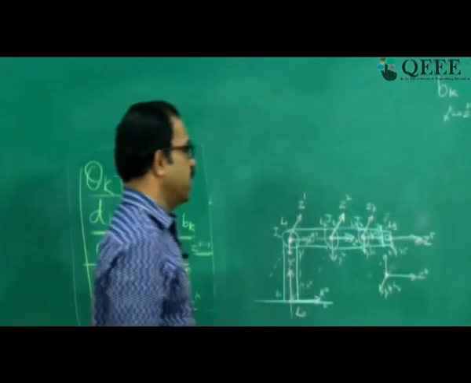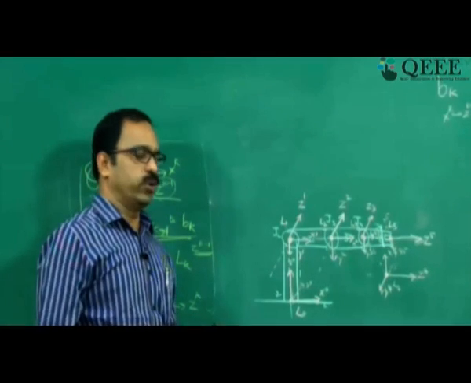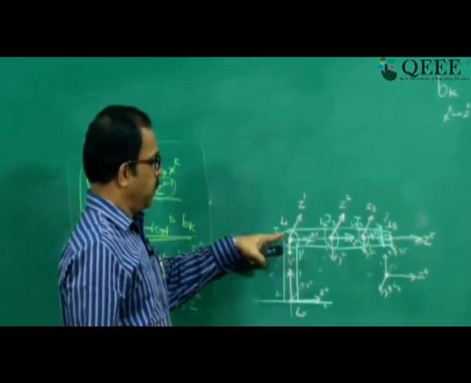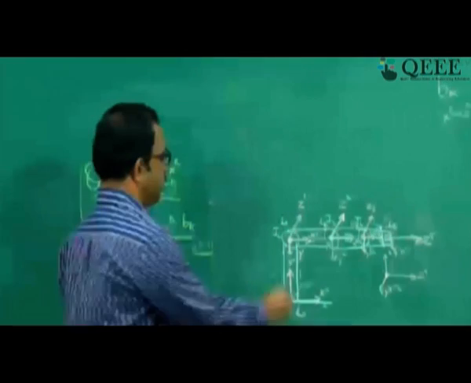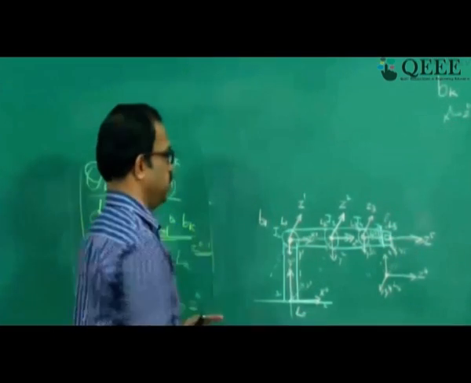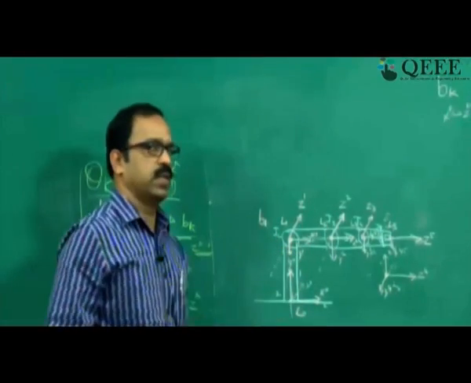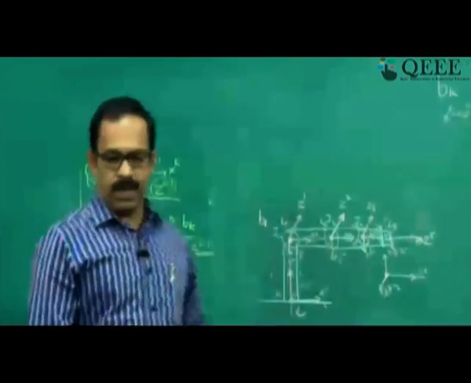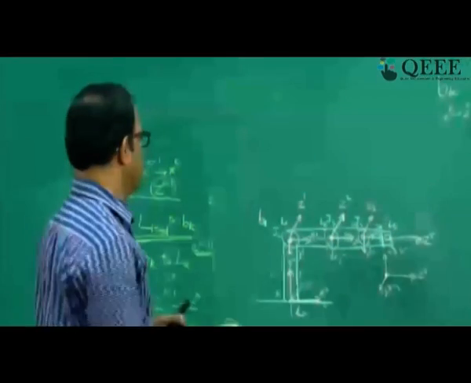So B1 will be x1 to z0. You know x1 is this one and z0 is this one. So the intersection of x1 and z0 is this one. So B1 will be here. At this joint will be B1.